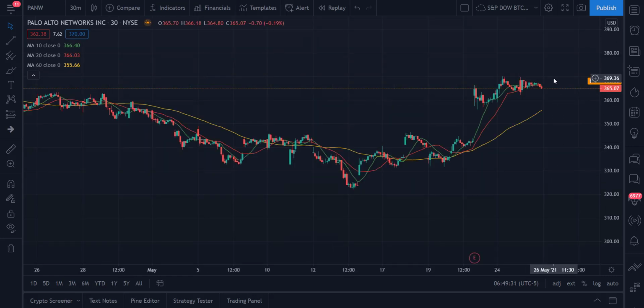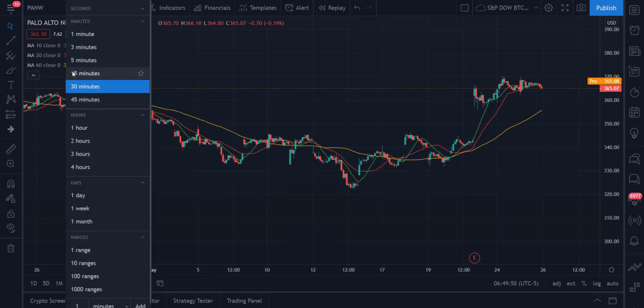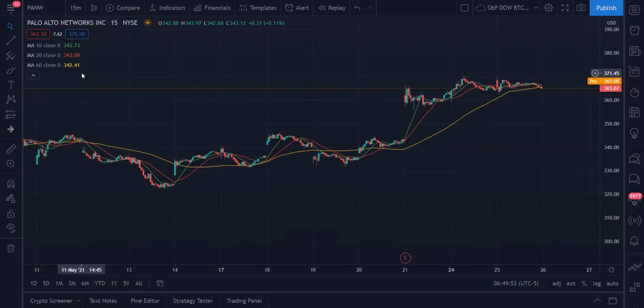At the 30, wow, the 10 is just 37 cents higher than the 20. And the 20 is almost 10 and a half bucks higher than the 60. So you can see how things are really getting tight, and it looks like this market might be on the verge of a bit of a change.